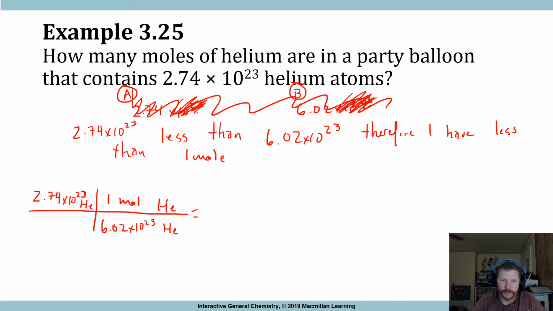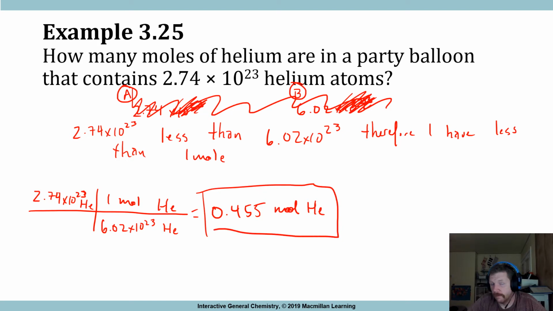So what I'm going to do is plug it into my calculator here. 2.74 times, and heck, for this I could skip the exponent, but I'm going to include the exponent just for the extra practice. 2.74 times 10 to the 23rd divided by, parentheses, 6.02 times 10 to the 23rd, close parentheses, equals 0.455 moles of He.